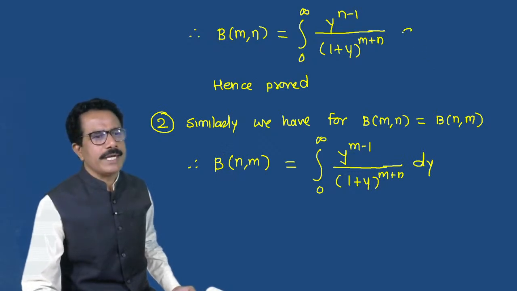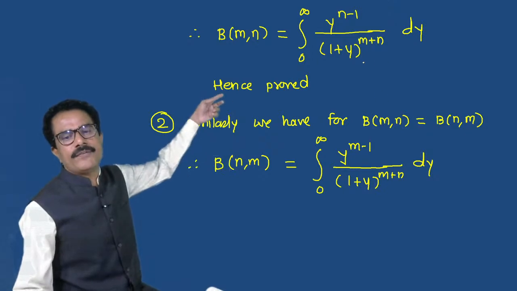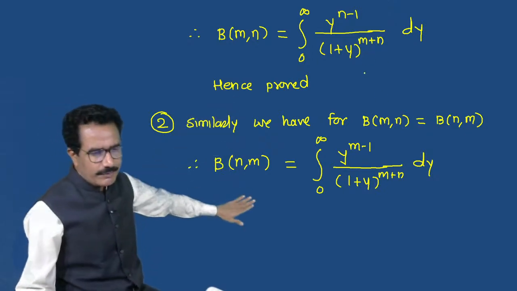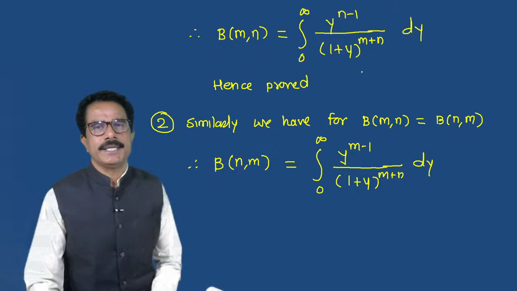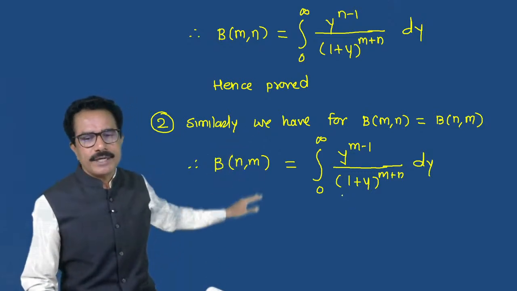So we have to write dy here, okay? So this is the property. In place of m, interchange m and n, then we will get this next property, okay? So up till now we have seen the different properties.